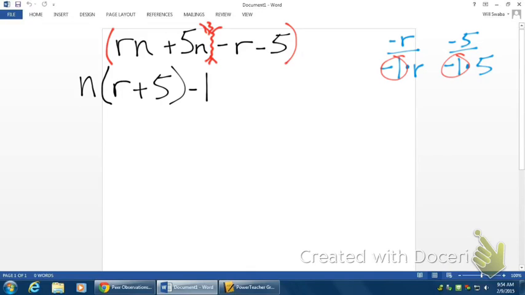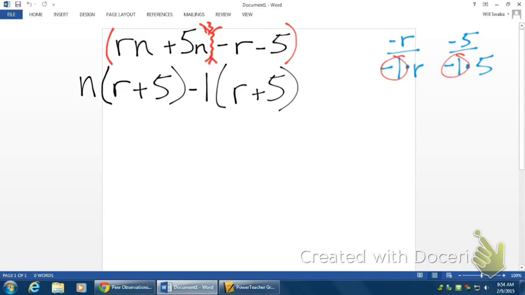Now we're going to do exactly what we did before. Since we factored out a negative 1, we're going to write down what we have left. So for r, I have r. For that negative 5, all I have left since I factored out a negative 1 is just 5. We're done with the hard part. Now we're down to the easy part, because we have two of those r plus 5s.